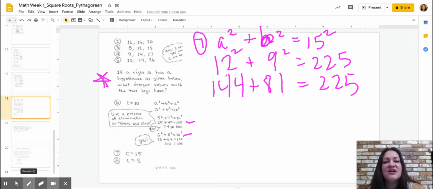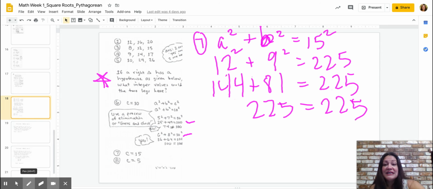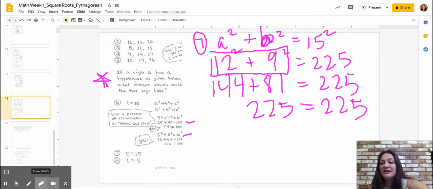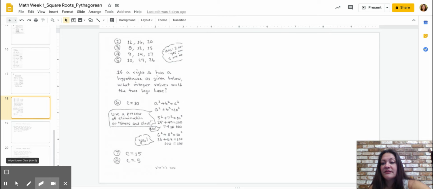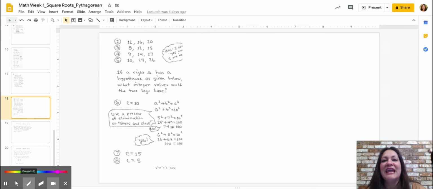Woo! All right, so 225 does equal 225. So that means for 7, our 2 leg lengths are 12 and 9. Okay, not too bad. All right, now erase. All right, number 8, last one. There we go.